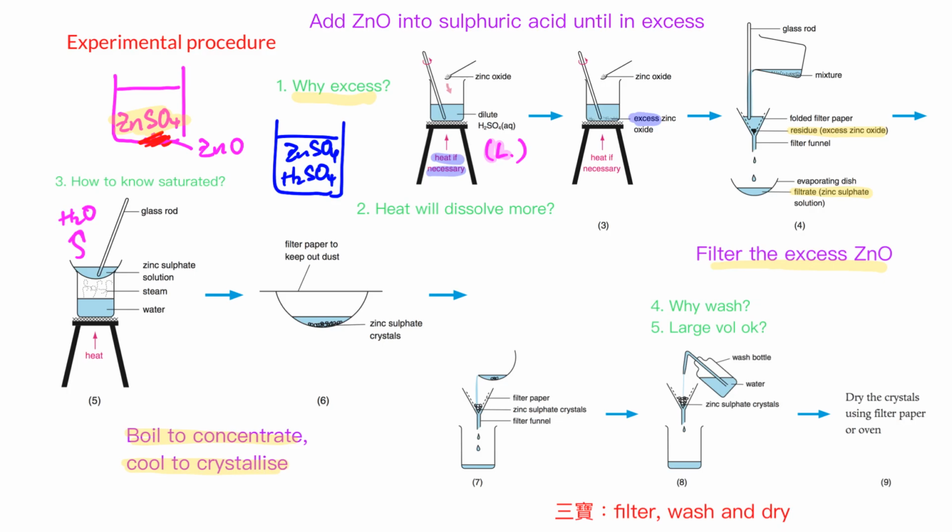So you can see that after we boil off some of the water and make the solution very concentrated, we just leave it there. We use filter paper to keep out the dust, so that dust from the environment cannot come in to contaminate our sample. After we see some crystals form after a few days, we can filter, wash, and dry them to obtain the crystals. This crystal is zinc sulfate, which is the salt crystal.